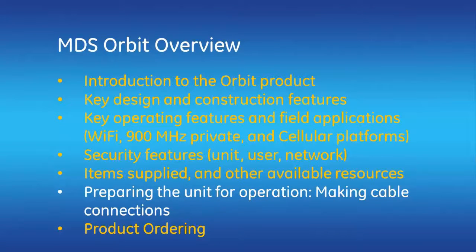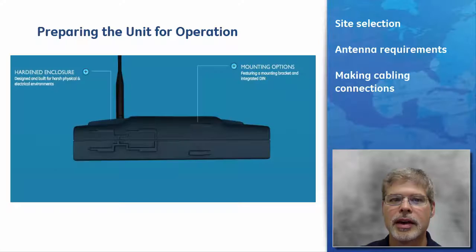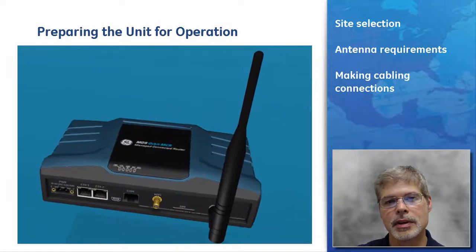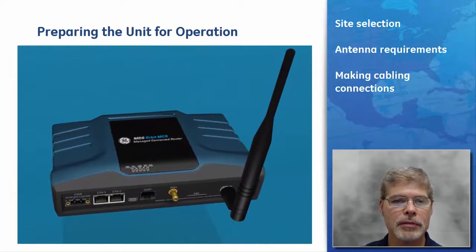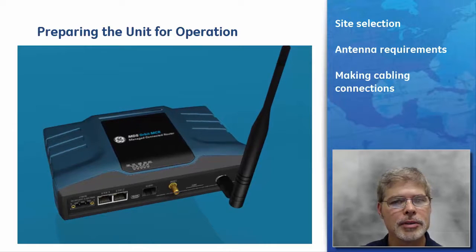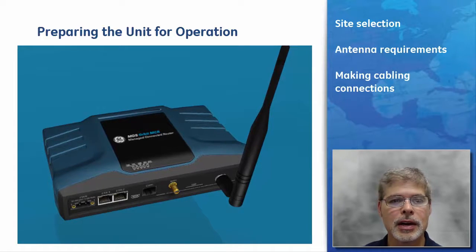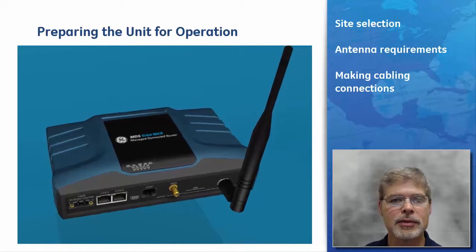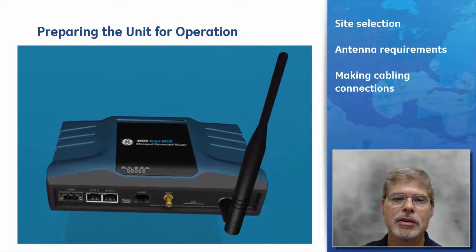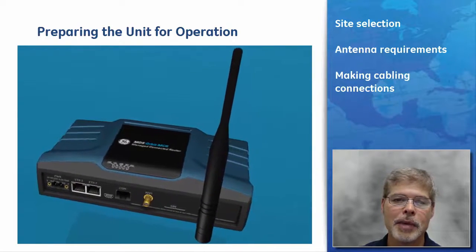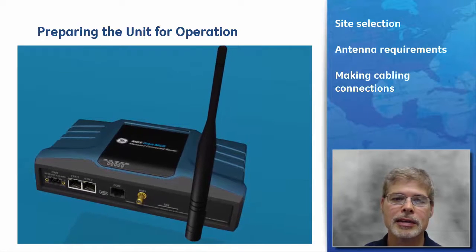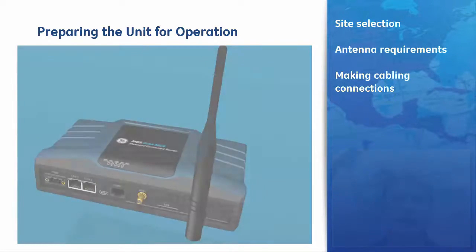In this next section, we'll discuss the basic requirements for installing the Orbit platform in the field. We'll cover the general factors in selecting an installation site, discuss the antennas used, and show how to make cable connections to the front of the unit. No attempt is made to cover every possible installation, as this will change depending on site-specific factors. The emphasis here is on hardware, and we will later cover powering up the unit for the first time and connecting a PC for configuration.